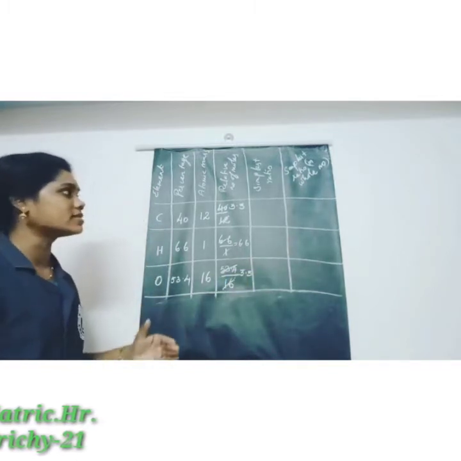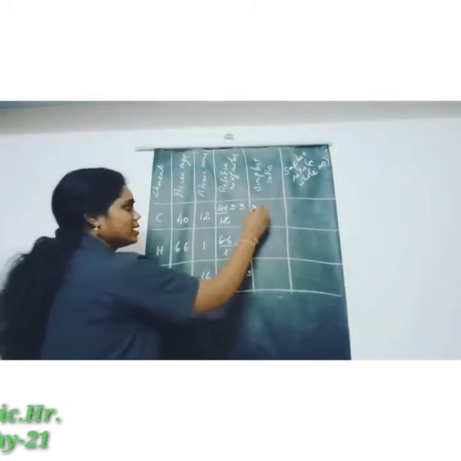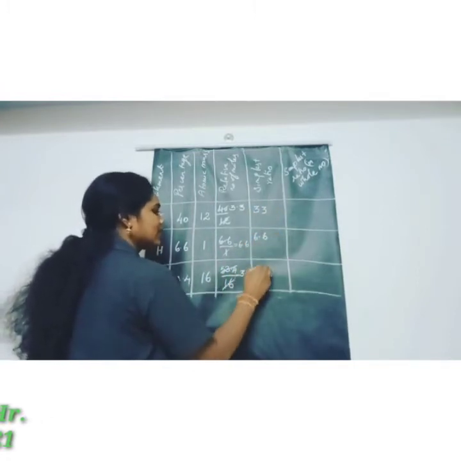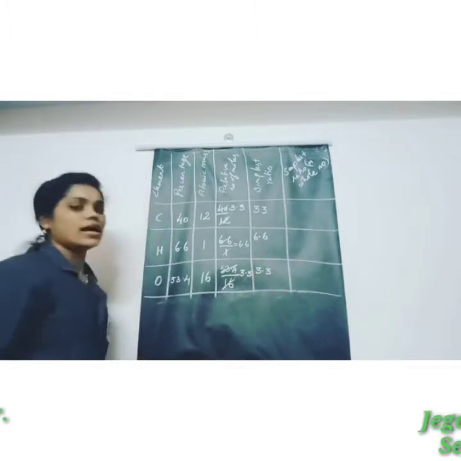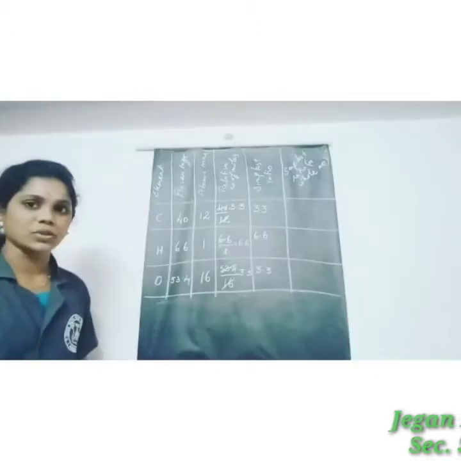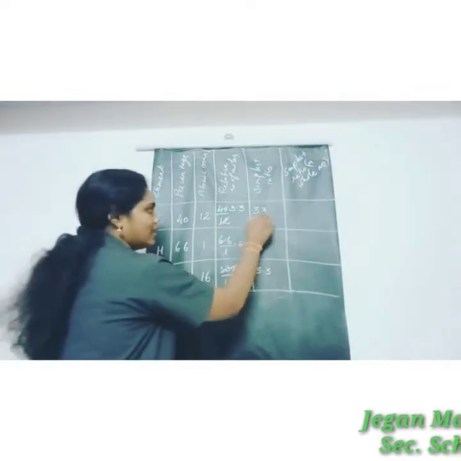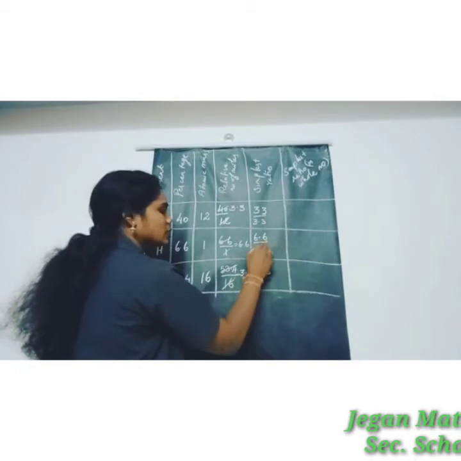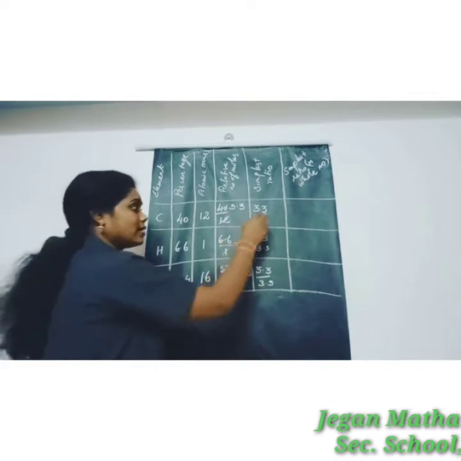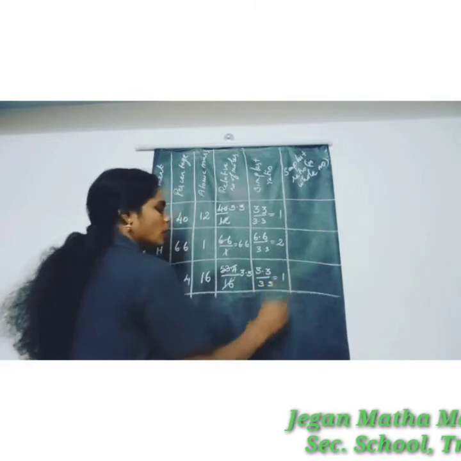What is the next step? We find the simplest ratio. First we write these answers: here 3.3, here 6.6, here 3.3. Which one is the smallest quotient here? 3.3 is the smallest quotient. So we take 3.3 and divide all the terms by it. Here 3.3, here also 3.3, here also 3.3. So we get 1 here, 2 here, and 1 time here.